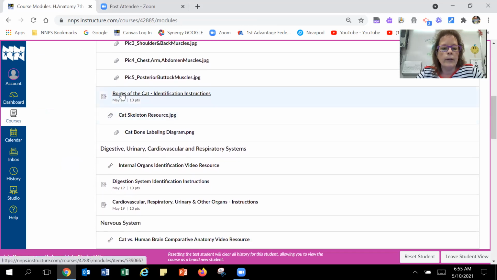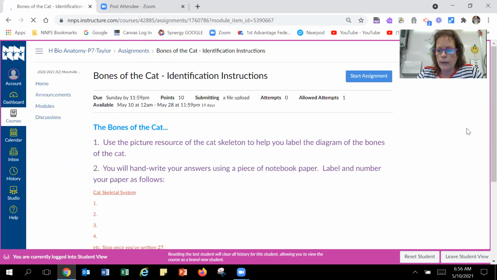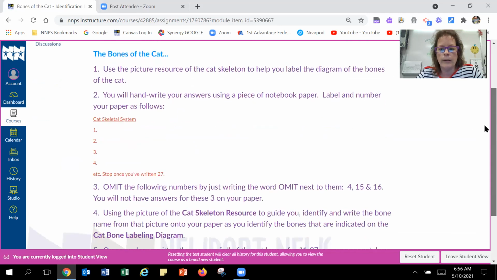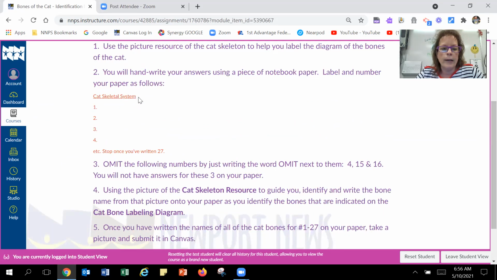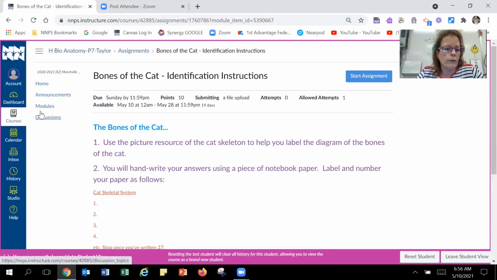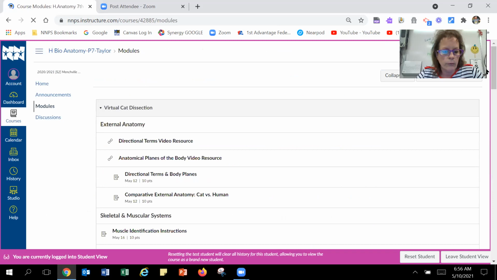All right, and then for the bones of the cat, this one I knew was going to be way too hard for you to try to draw out anything as well. So for this one, you're doing about the same thing, piece of paper, cat skeletal system. You're going to be identifying bones. So you're going to put 1 through, and you'll stop at 27. When you go back to the actual picture you're going to be labeling, you'll see that I'm having you omit certain ones, so you won't have answers for that one. But that's just the instructions on how you're doing it. And then let's go to the picture.